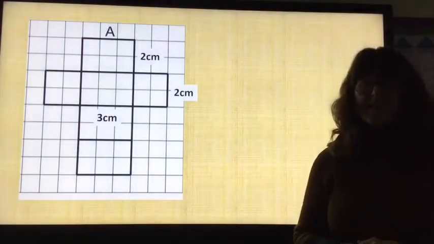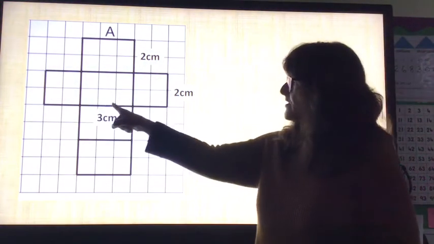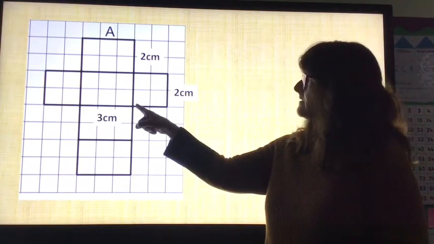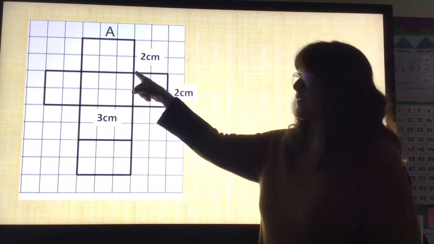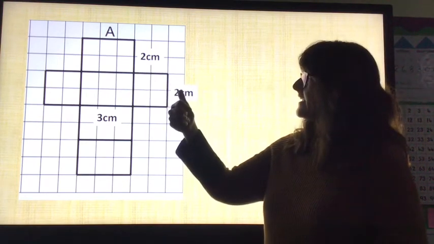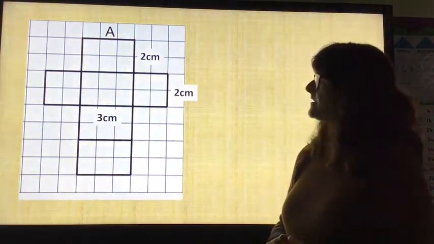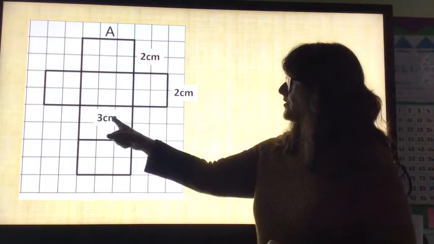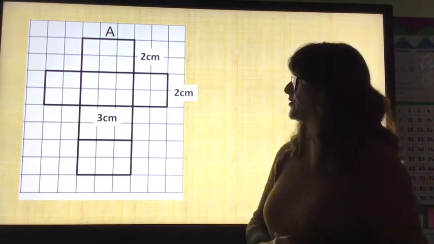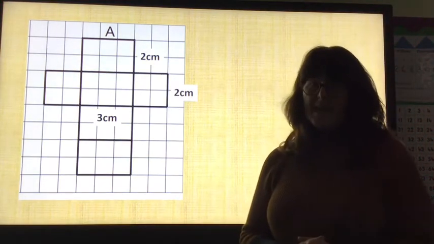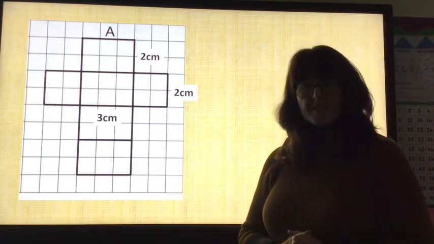Well, let's look at that net there. I know that one of the measurements will be 3 centimetres, another will be 2 centimetres, and the third measurement will be 2 centimetres. So the length, the width and the height, 3, 2 and 2. It doesn't matter which order you do it in. So to work out the volume, we've got to do 3 times 2, which is 6, and 6 times 2, which is 12. So from that net, we can work out that the volume of this cuboid is 12 centimetre cube.